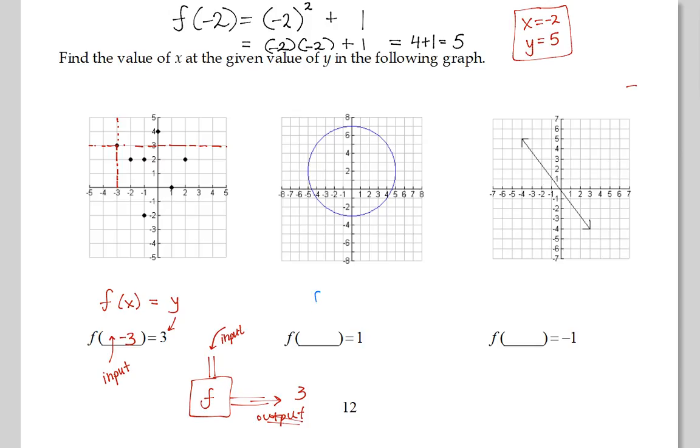Okay, look at the next one. What x value will give you a y value of 1? So there's y equals 1. Which x values will work? I heard a negative 5. Do you guys agree? And 5 also works. And the last one, what are we trying to get to? f of x equals y.